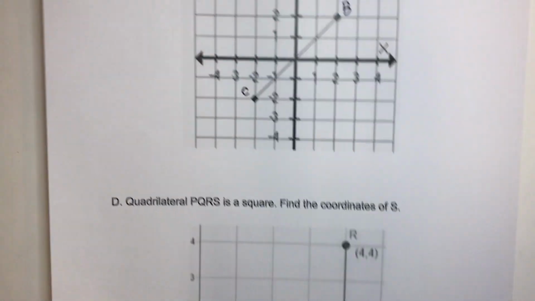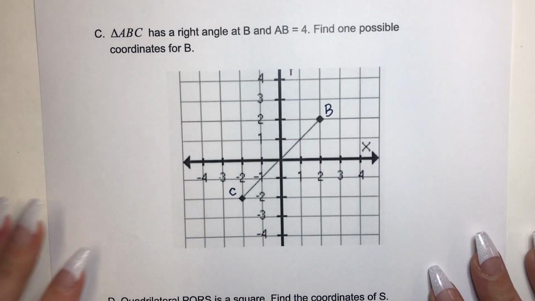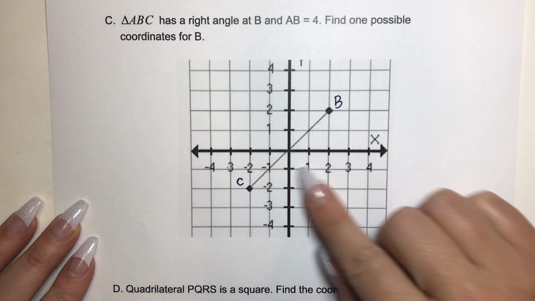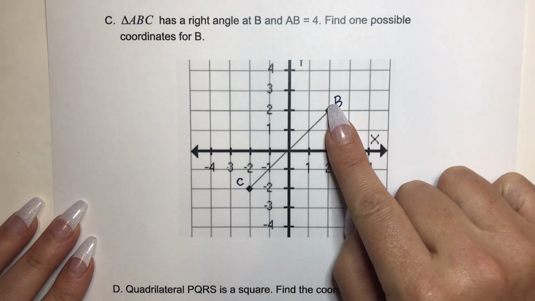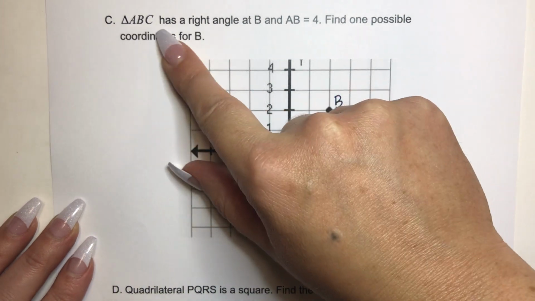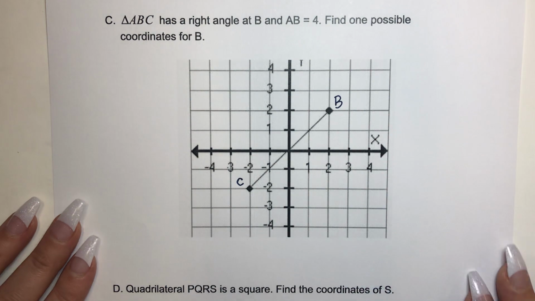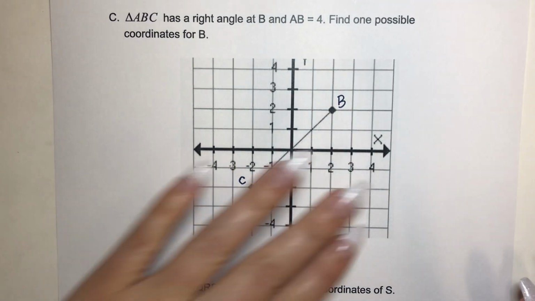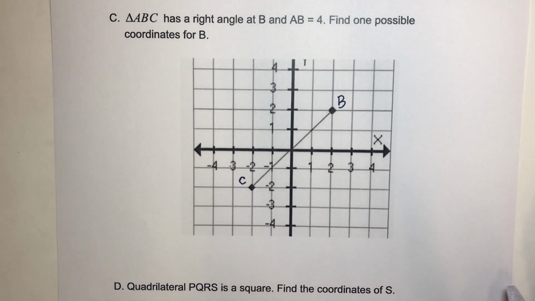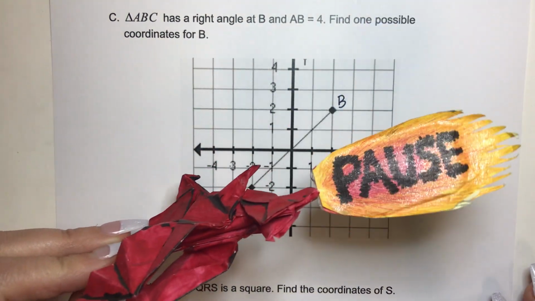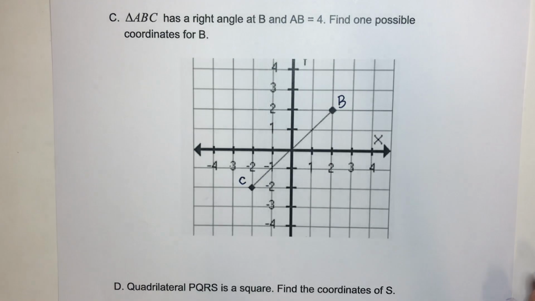All right. Here, I want you to go ahead and try this one on your own. So this says, and make sure you write in these letters, B and C. Triangle ABC has a right angle at B and AB equals 4. Find one possible coordinates for B. So I want you to go ahead and try this one on your own. Here's my friend the pause dragon. Remind you to pause your device. Go ahead and work it out. When you get done, press play and we'll talk about it. All right, see you in a bit.